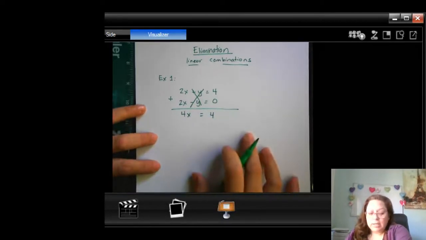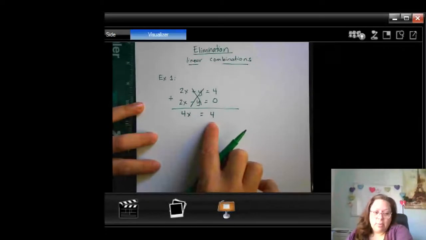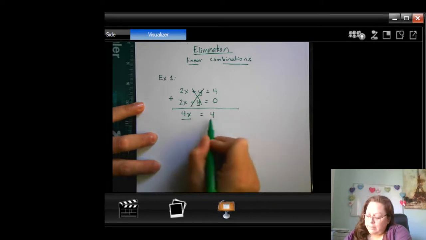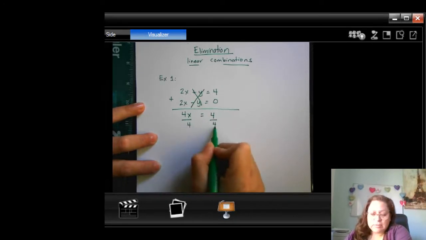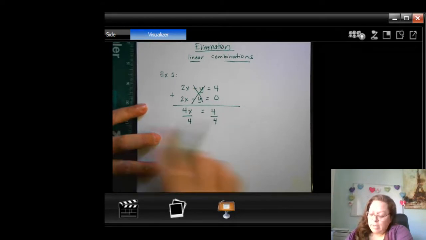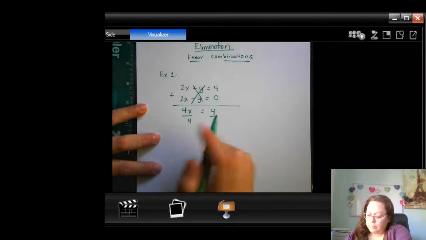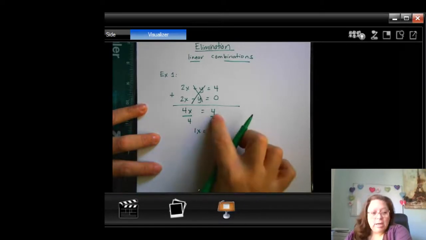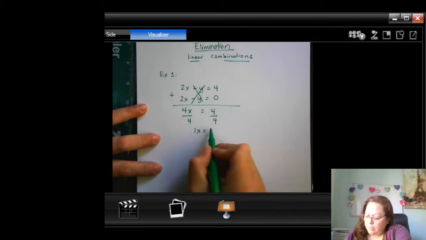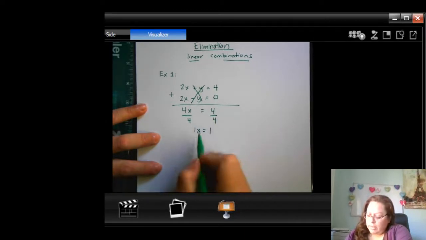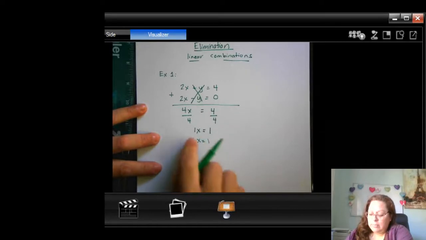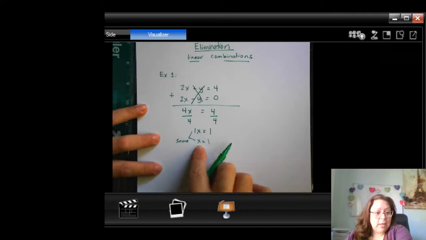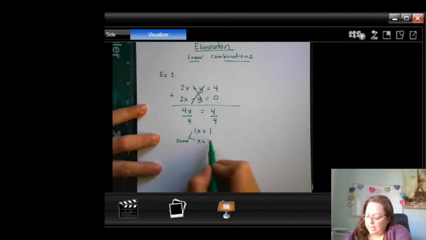The next thing you want to do is solve for the variable. So you're going to do the inverse of this. This is multiplication, and the inverse would be to divide by 4 on both sides. Once you do that, 4 divided by 4 is 1, so it gives you 1x. Same side here, 4 divided by 4 will also give you 1. So your answer will then be x equals 1. These are the same. 1x and x means the same thing. So you'll just say x equals 1.